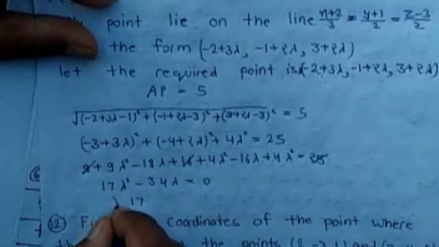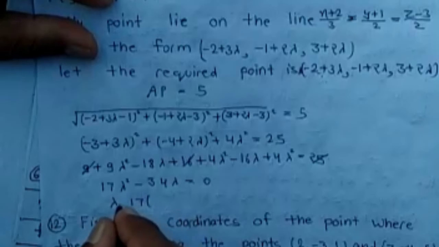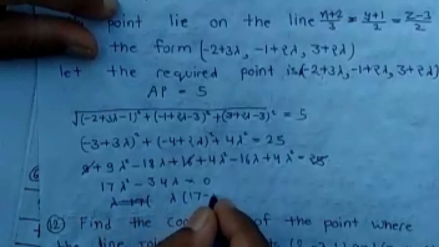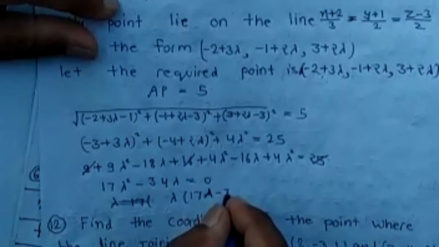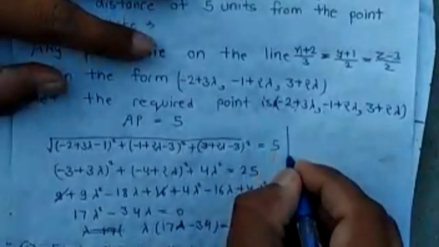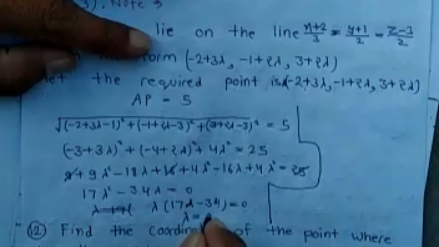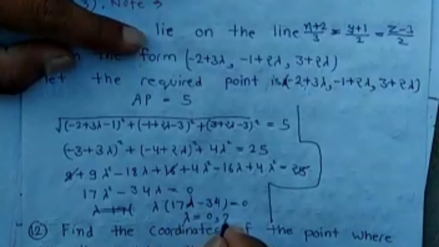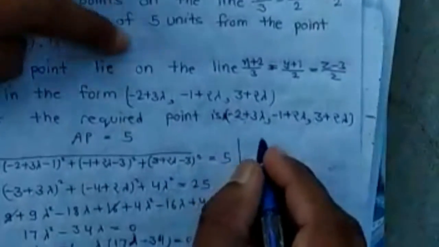We get two values of lambda, means 17 lambda square minus 34 lambda equals 0. Then the value of lambda is given by lambda equal 0, 2. Now put these values in this equation and get the required points.